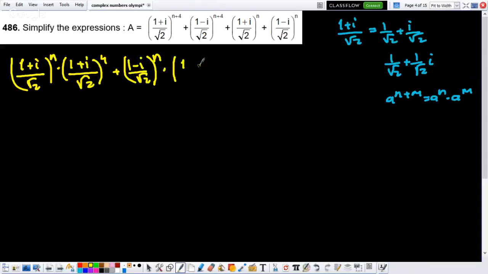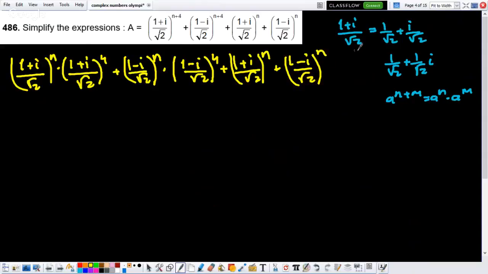1 minus i over root 2 to the power of 4, plus 1 plus i over root 2 to the power of n plus 1 minus i over root 2 to the power of n. It's going to be. So we have now these terms here with addition.